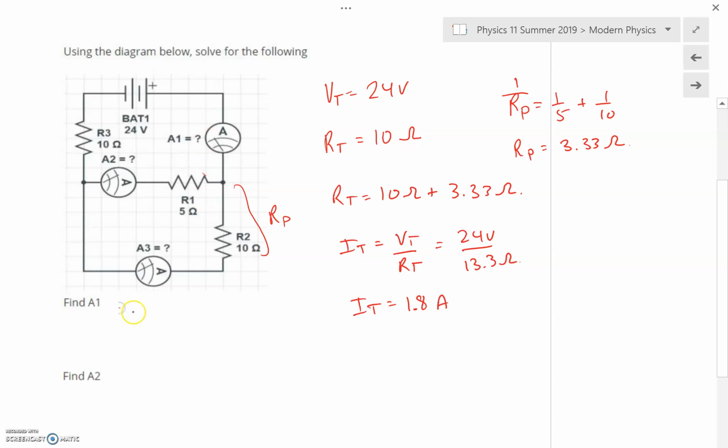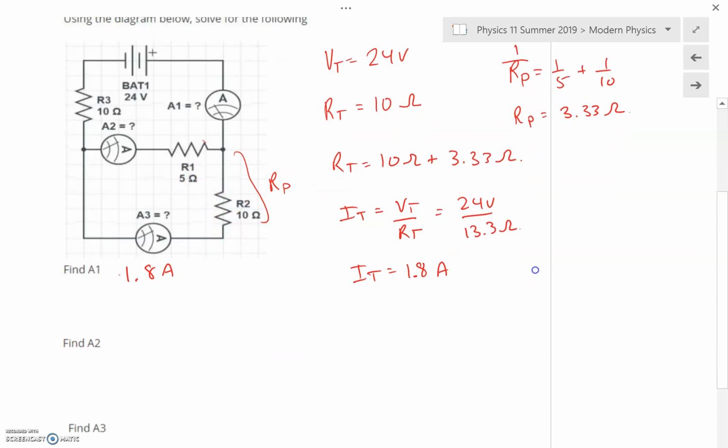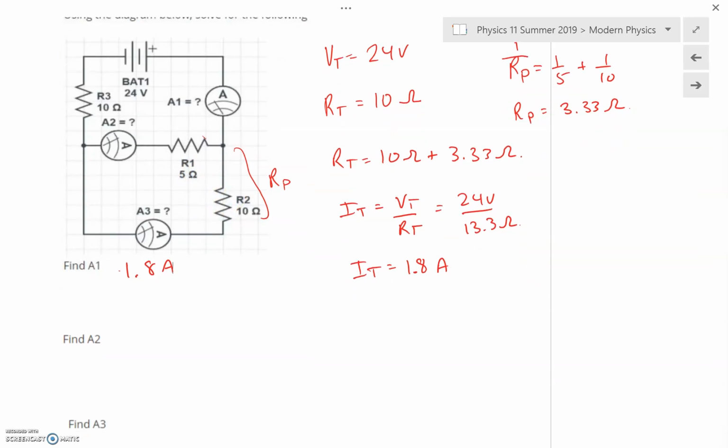So A1 is 1.8 amps. That's because the current in the series part has to be the total current. So as it moves through, now it will split. It will head more through the 5 ohm resistor than it would the 10. So I can calculate that out, knowing that 1.8 amps.